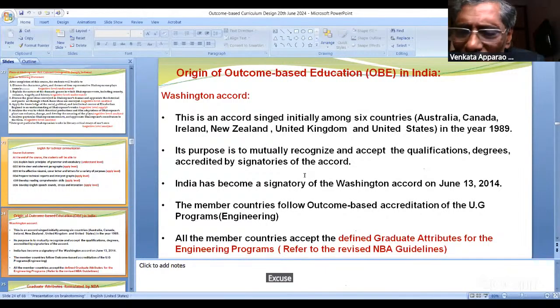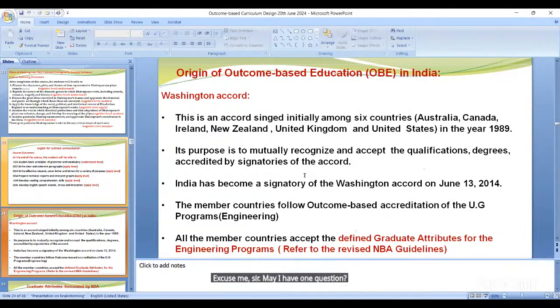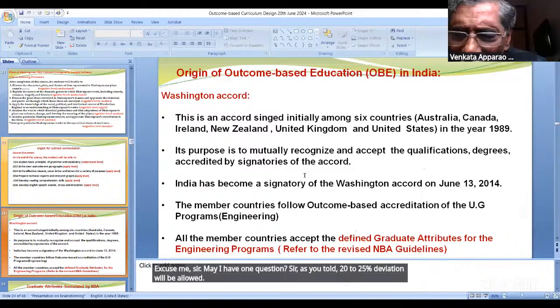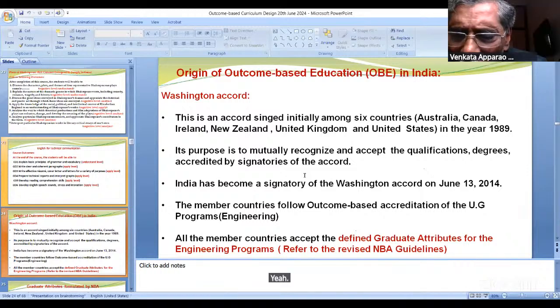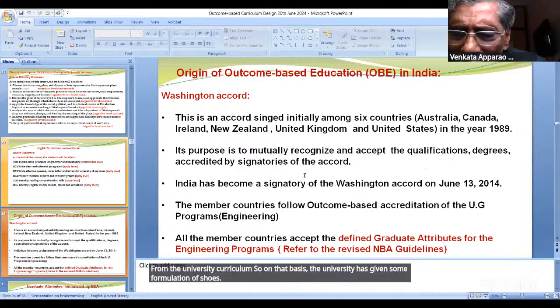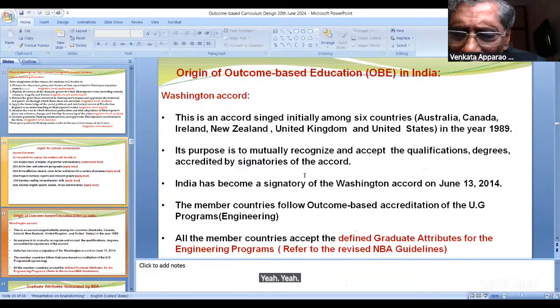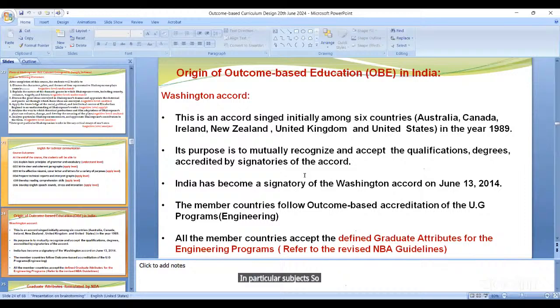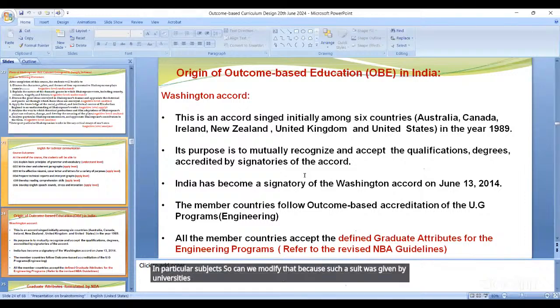May I have one question? Yes. Sir, as you told, 20 to 25% deviation will be allowed from the university curriculum. So on that basis, the university has given some formulation of COs in particular subjects. So can we modify that, because such COs given by universities are not proper or appropriate?